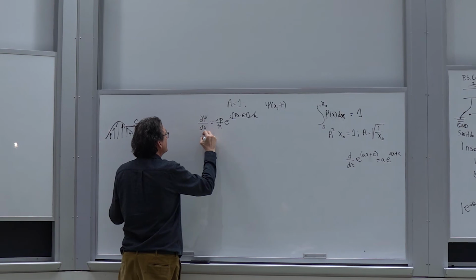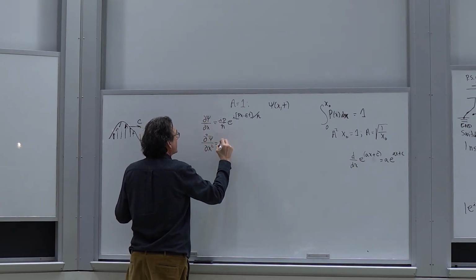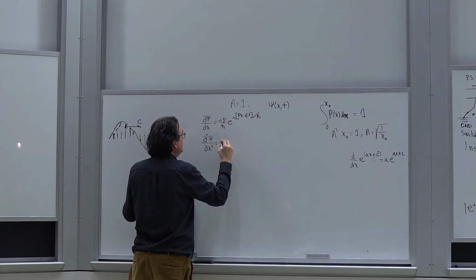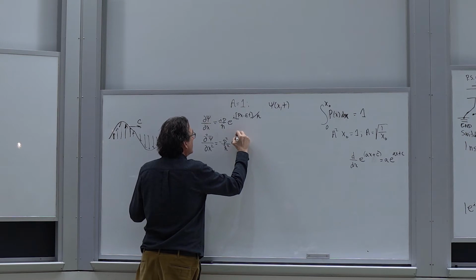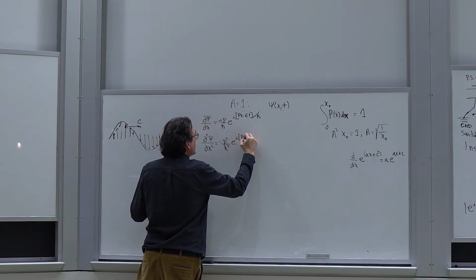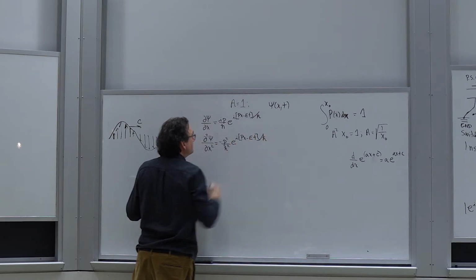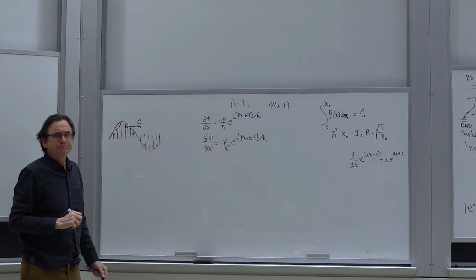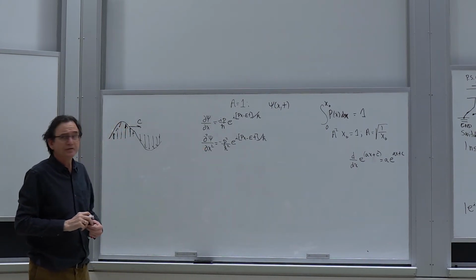The second derivative of psi with respect to x, and i squared is minus 1, so I get minus p squared over h bar squared times e to the i(px minus Et) over h bar. I just took another derivative.